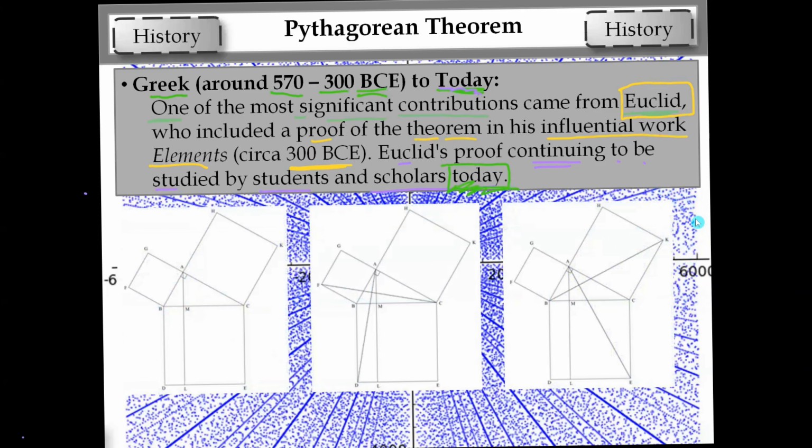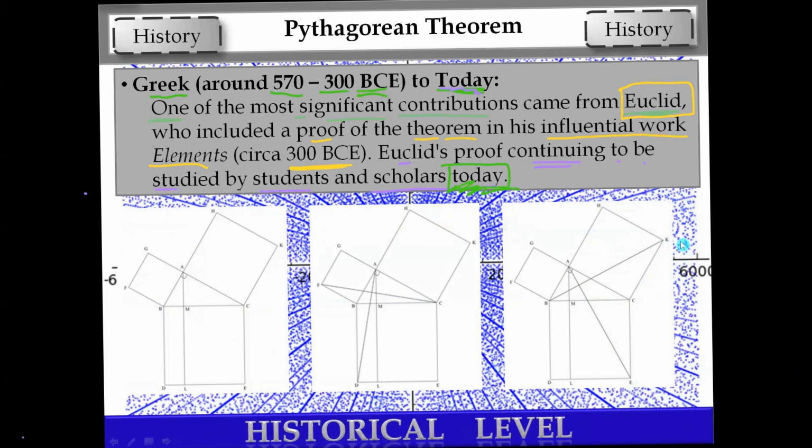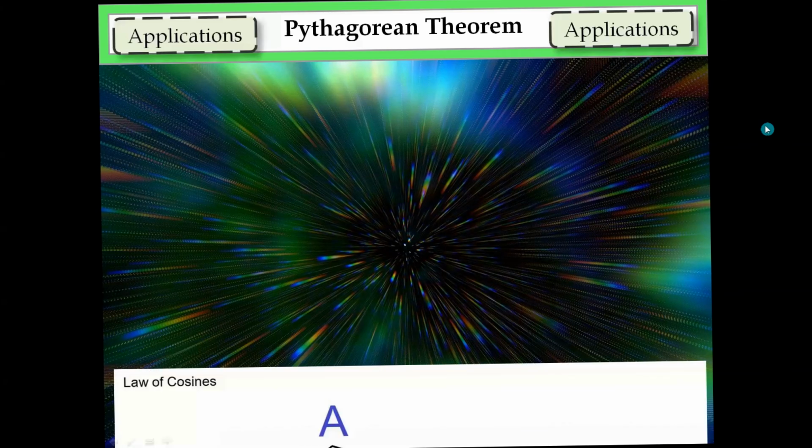Now we'll check out the historical level meter. Historical level is 10 out of 10. The Pythagorean theorem is foundational, and it is considered one of the oldest theorems. And we still use it today. Woohoo! Pythagorean theorem and applications in other theorems.